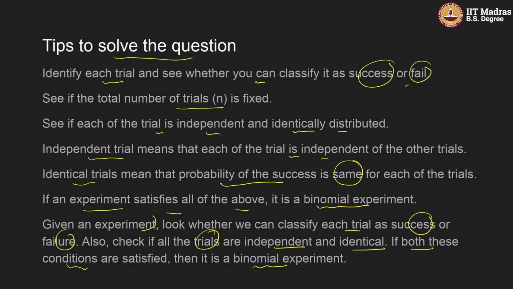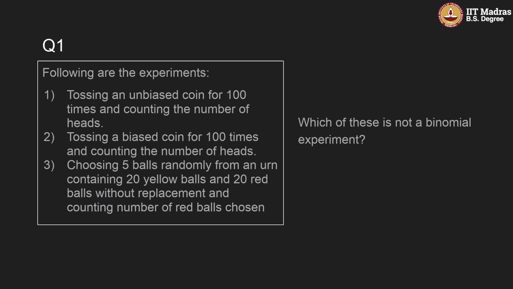Now question number 1: following are the experiments. 1. Tossing an unbiased coin for 100 times and counting the number of heads. 2. Tossing a biased coin for 100 times and counting the number of heads. 3. Choosing 5 balls randomly from an urn containing 20 yellow balls and 20 red balls without replacement and counting the number of red balls chosen. Which of these is not a binomial experiment?